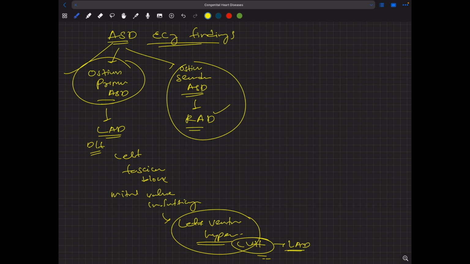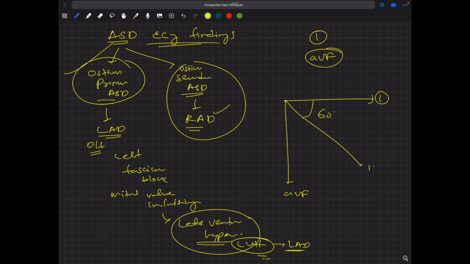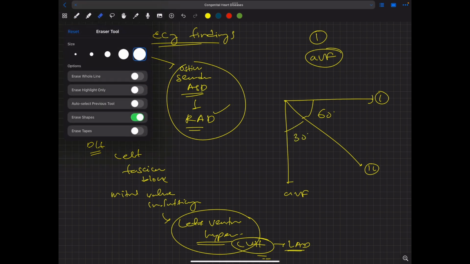So in ECG, to determine which axis deviation is there, we have to look at two leads. First is lead 1, then we have lead AVF. We know that this is our lead 1, and lead AVF is perpendicular to lead 1, and lead 2 is 60 degrees to lead 1, and this is 30 degrees. Suppose I make a circle like this.